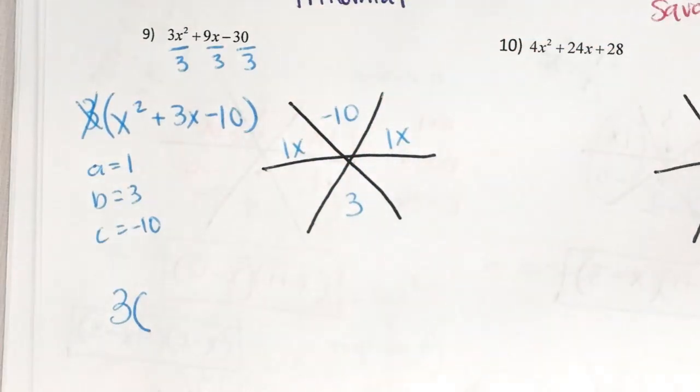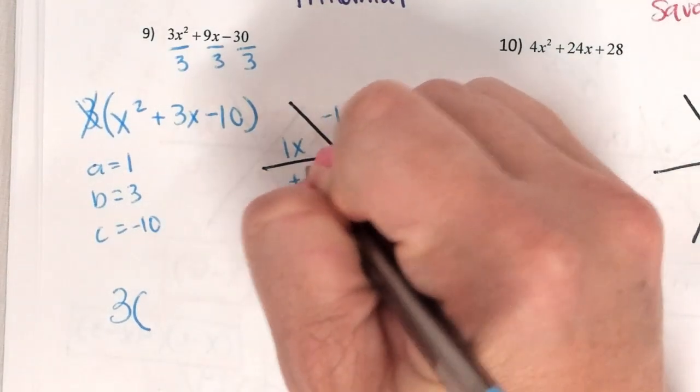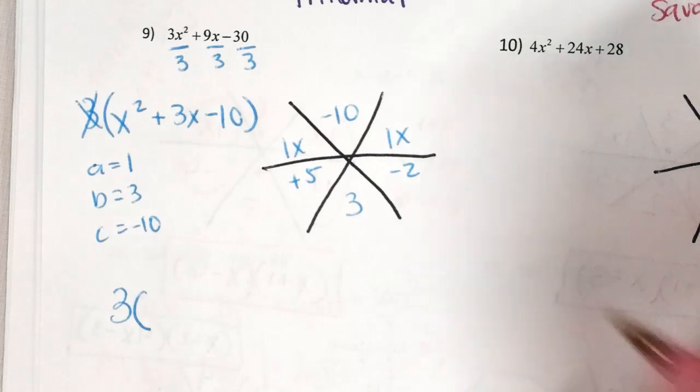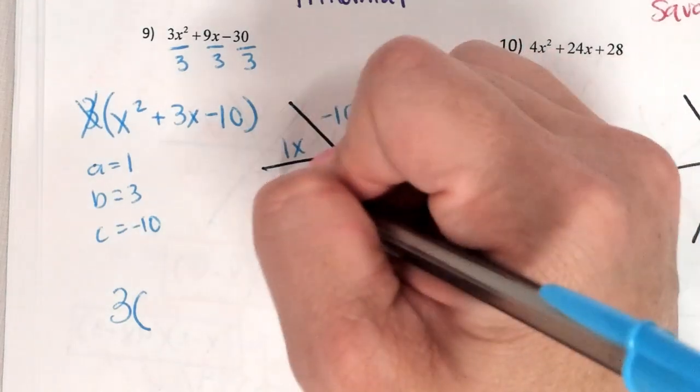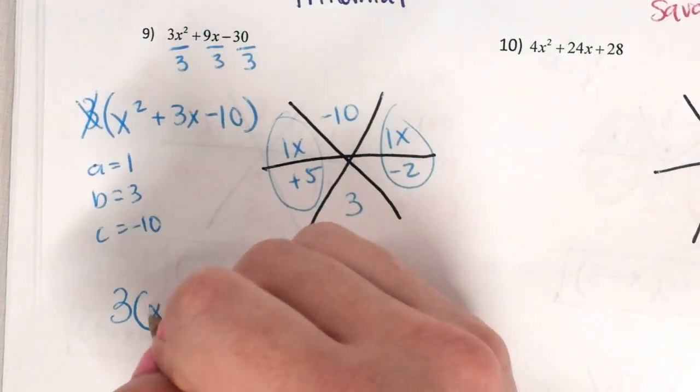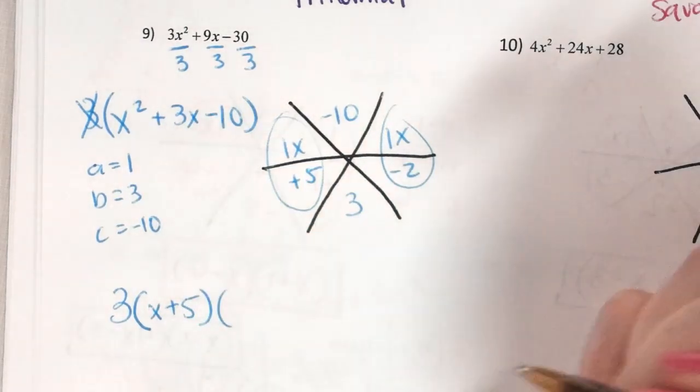What multiplies to give me negative 10 and adds to give me 3? Or subtracts, huh? 5 and negative 2. Positive 5, negative 2. A is 1 now, so there's nothing to simplify. We have x plus 5 and x minus 2.